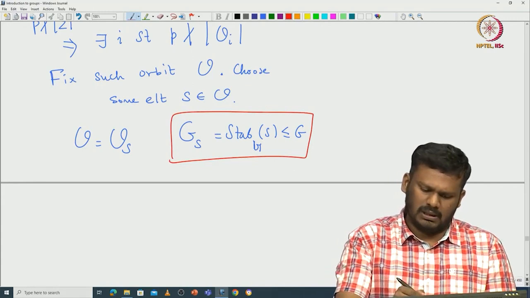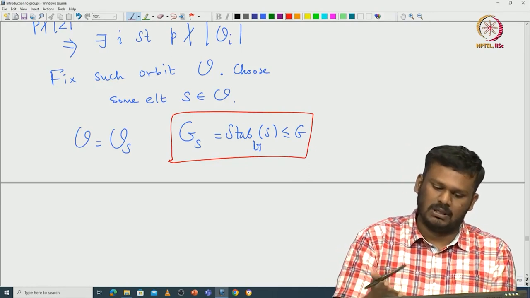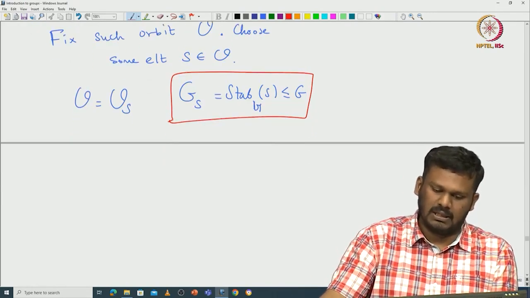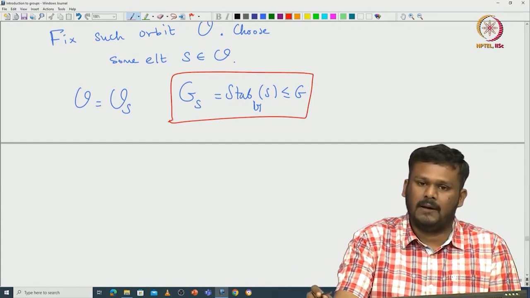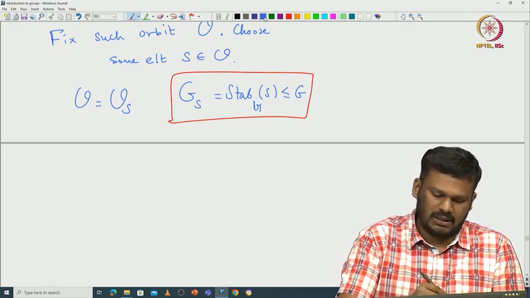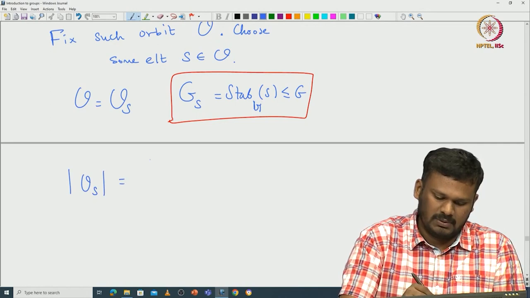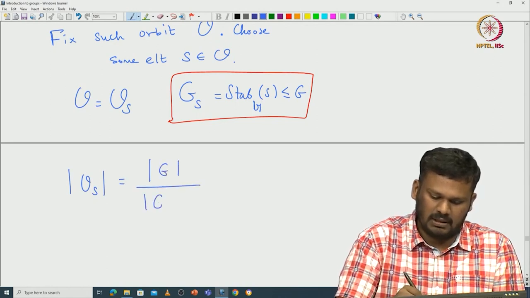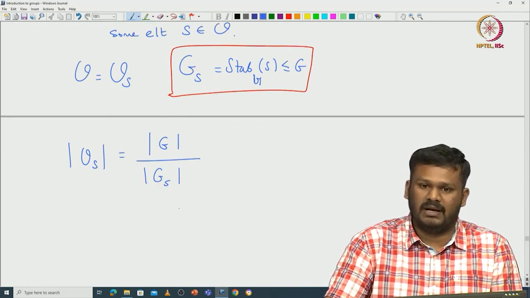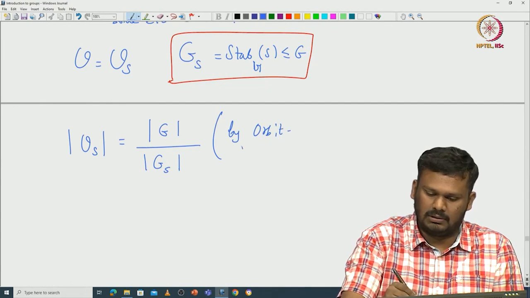Now we want to claim that this is the subgroup that we wanted. The group that we have here is going to have exactly p power k elements. So let's try to verify that. This is our Sylow p subgroup, that is our claim. Let's look at the cardinality of this. The cardinality of O_S is the cardinality of G divided by the cardinality of G_S. This is by the orbit stabilizer theorem.